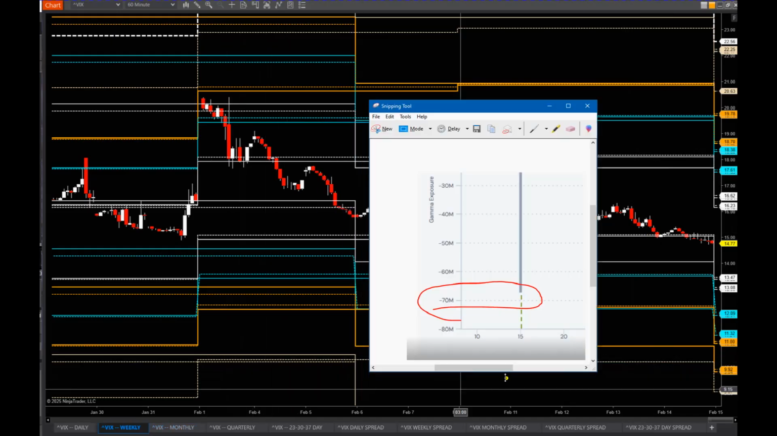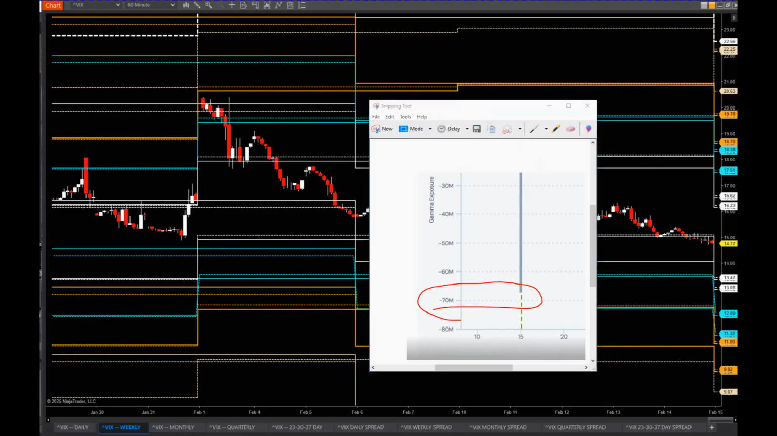It did get up to almost 70 million, 68.5 million, and then it snapped back. As you see on the bar chart, it finally came back to about 30 million.